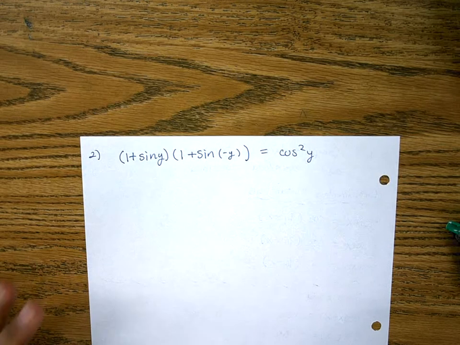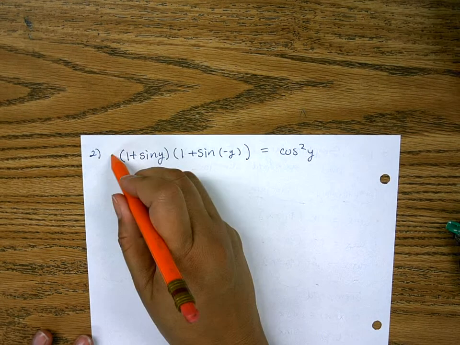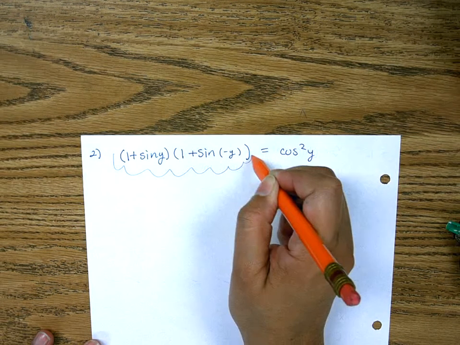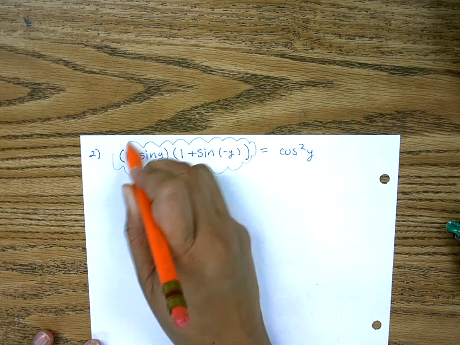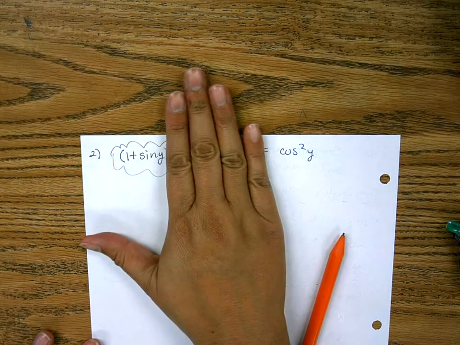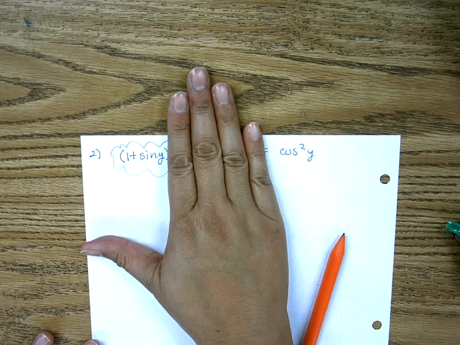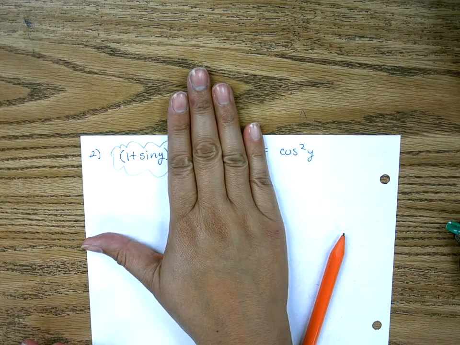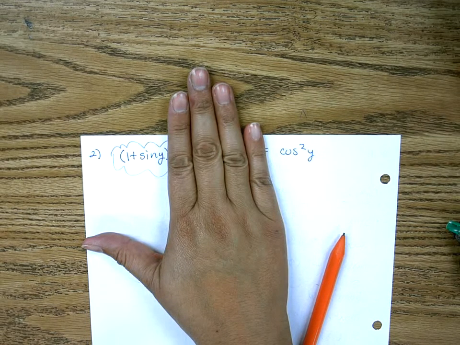I'm hoping by now you can see, hey, this is the one I'm going to want to use to change, to manipulate, because it's a bit bigger and has more stuff to work with. 1 plus sine, there's really nothing you can do. The sine is not squared, and it's 1 plus, not 1 minus. And again, it'd have to be a sine squared anyway in order to use the Pythagorean identity. So there's nothing you can do here.